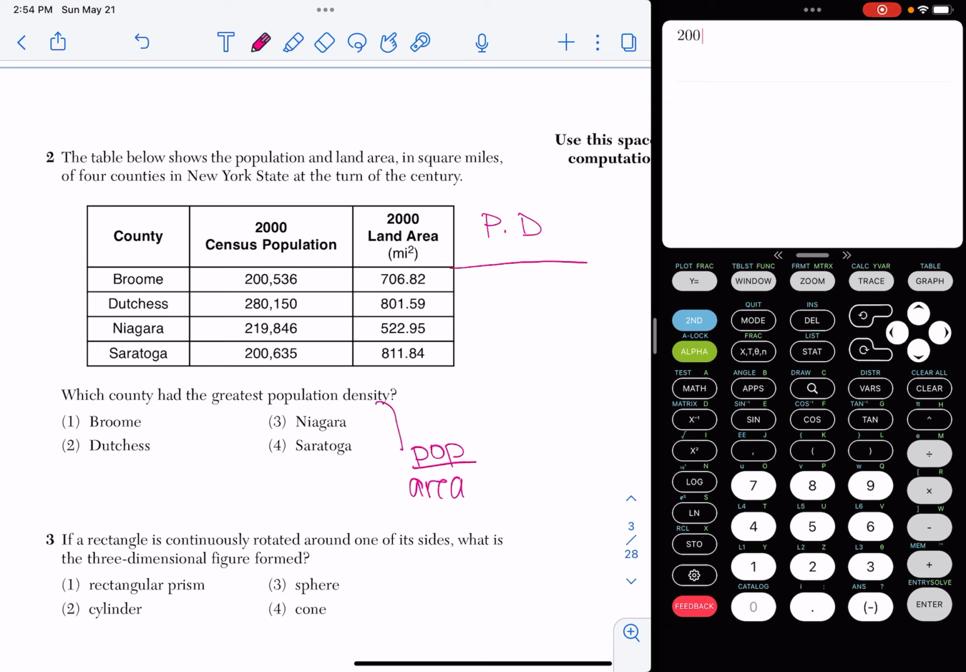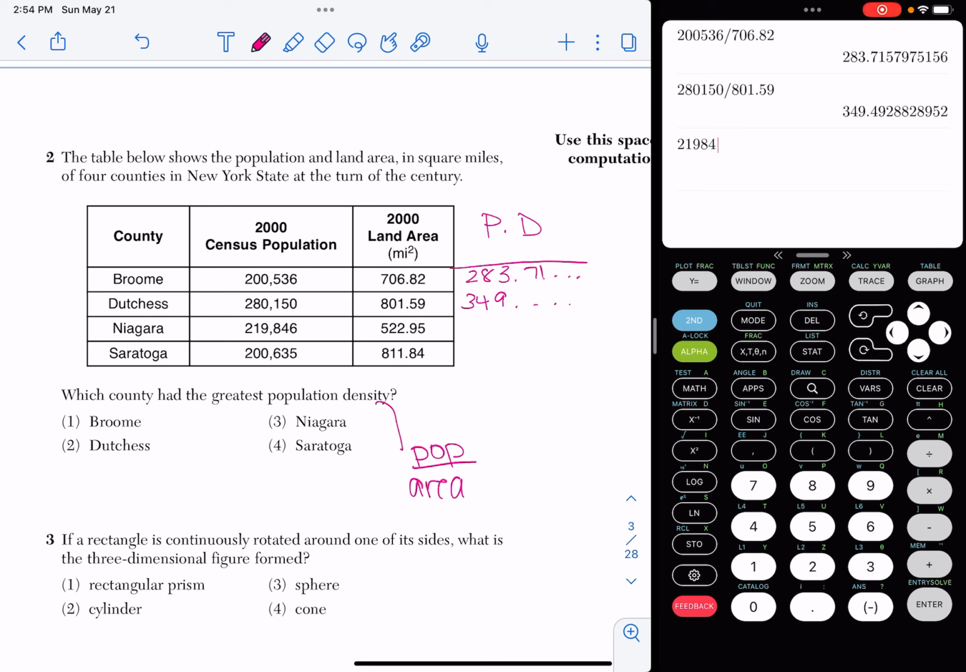So I'm going to divide the population of each of these counties by their area in square miles. And I'm just going to jot down what it is, 283.7, and I'm going to do that for each one. Okay, so that's what we got for Broome County. Now I'm doing Dutchess County. That one gave me about 349 or so.